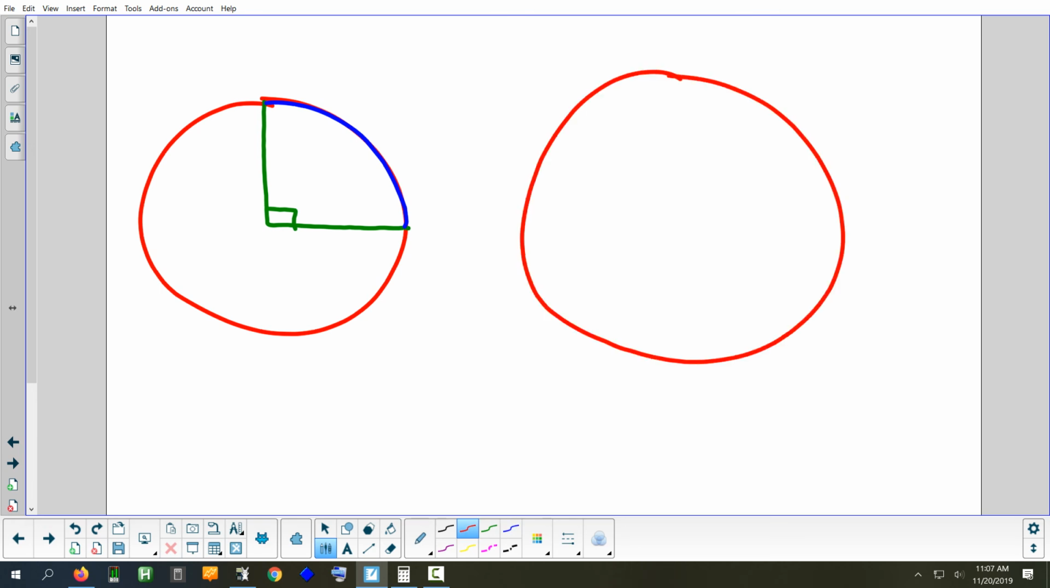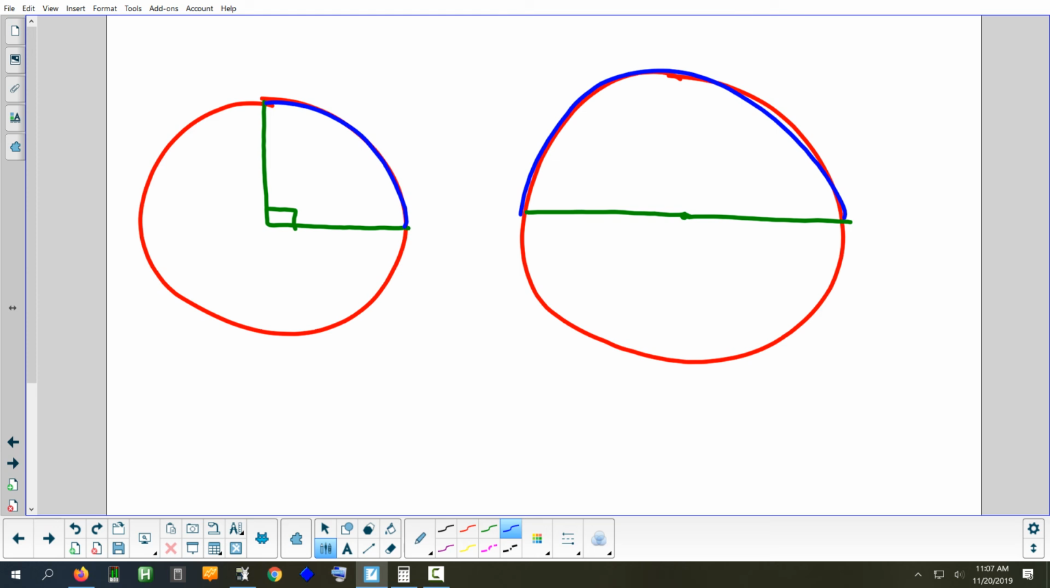Now what I'm going to do is I want to double the size of that angle in green. If I double it, it's going to go from 90 to how much? 180. So here's my initial, here's my terminal, here's my arc. I doubled the size of the angle. What happened to the size of the arc? It doubled.